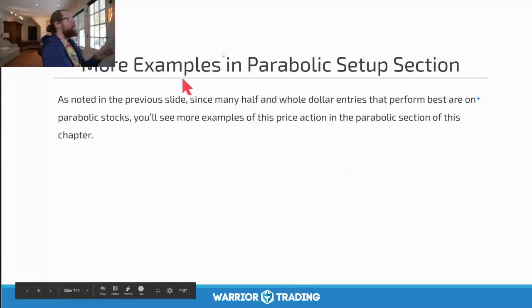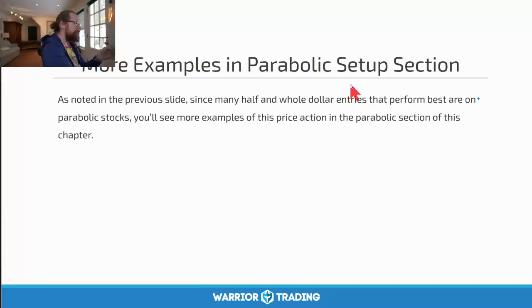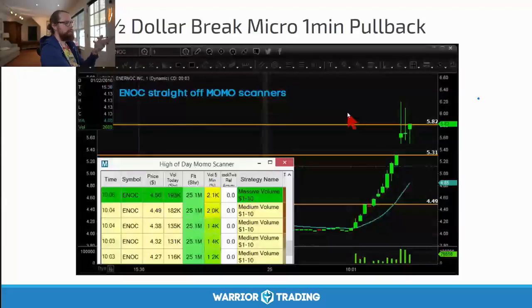So there are more examples in the parabolic setup section because this works so well in parabolic stocks. Chapter 8, just for reference, is broken up into specific patterns, and then we talk about specific stock types. A parabolic stock is a stock type. A recent reverse split or an IPO is a stock type. We talk about those specific stock types because when you apply the best stock patterns to stocks experiencing one of those conditions, like a recent IPO breakout or reverse split, that's when you sometimes get this perfect storm. So we're going to have a lot more examples in the parabolic setup section of half dollars and whole dollars because that's where they so often appear.